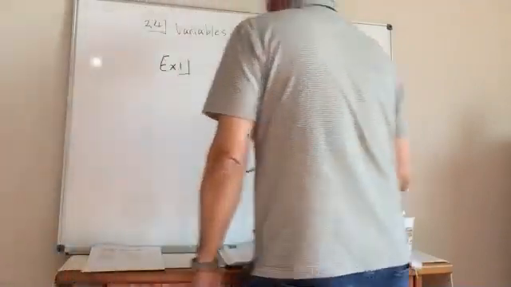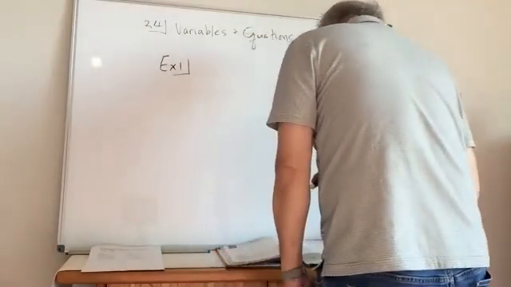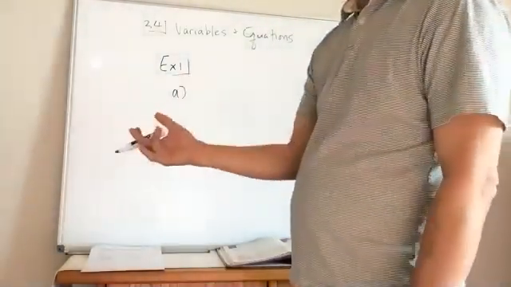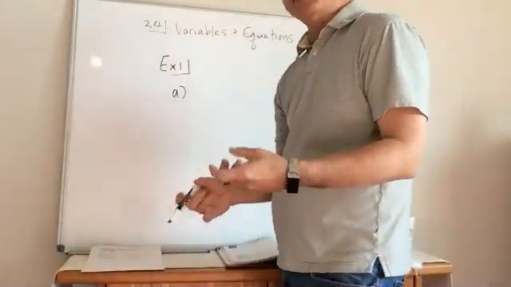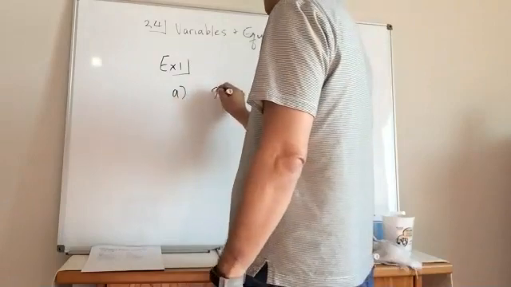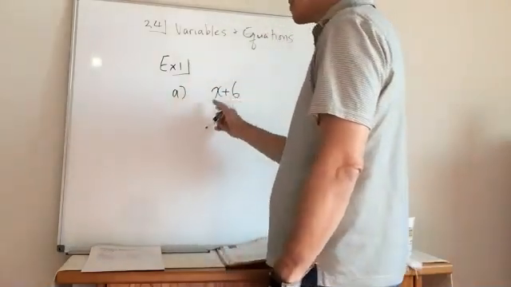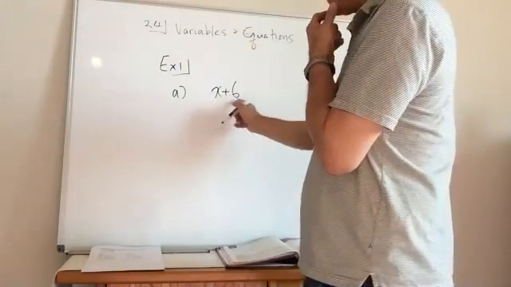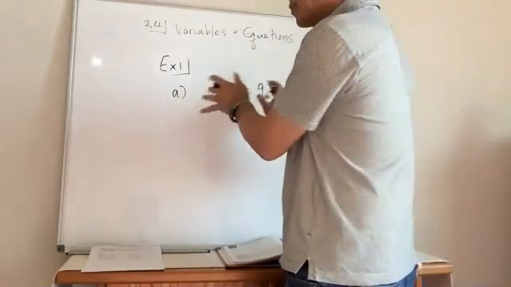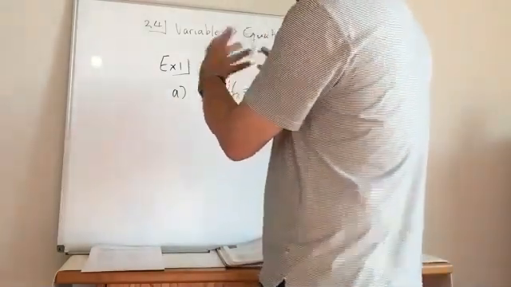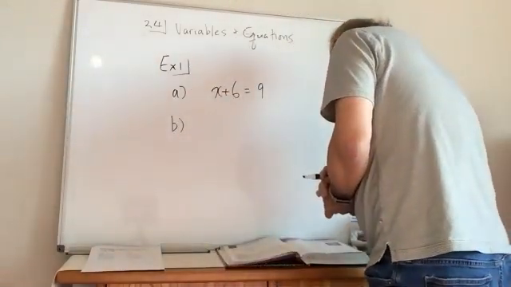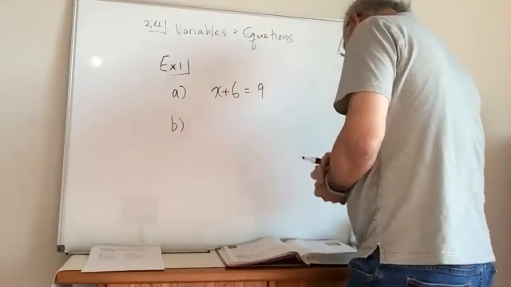In example number 1, we have A. The sum of x and 6 is 9. The sum of x and 6. So how would I represent the sum of x and 6? So you would say, well, x plus 6, right? Because it's the sum. The sum of x and 6 is equal to 9, okay? We're not going to worry about solving this right now, but we're just worrying about putting this into a correct expression, okay?